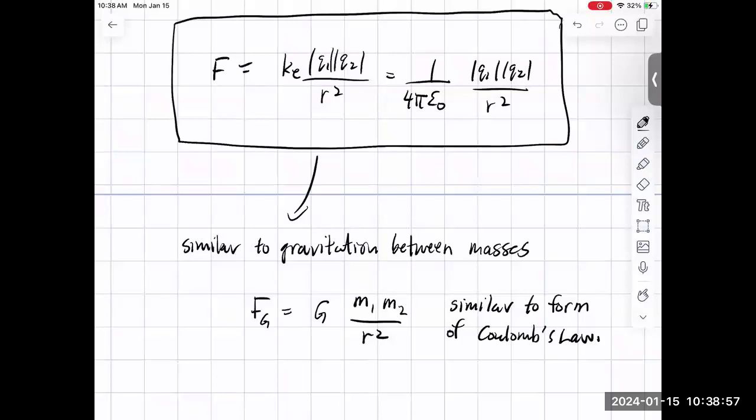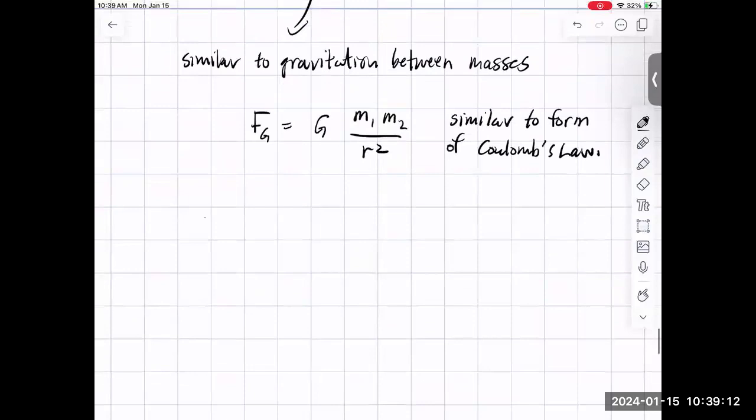So what I'd like to do in the last 12 minutes is actually just do an example where we can solve a problem between two interacting masses that have charge, and let's see how it works. So let's do an example.